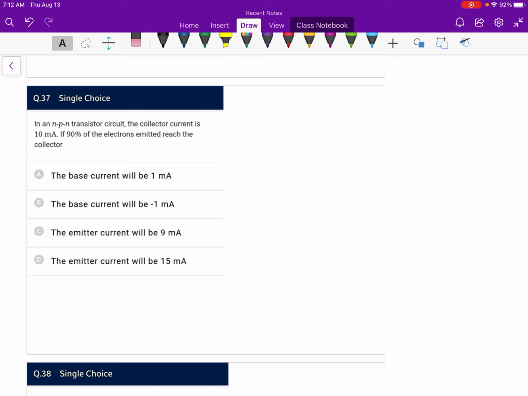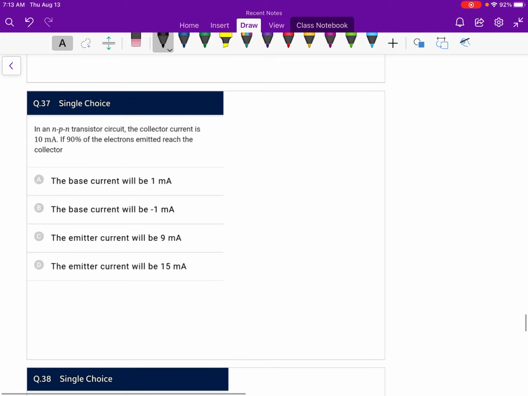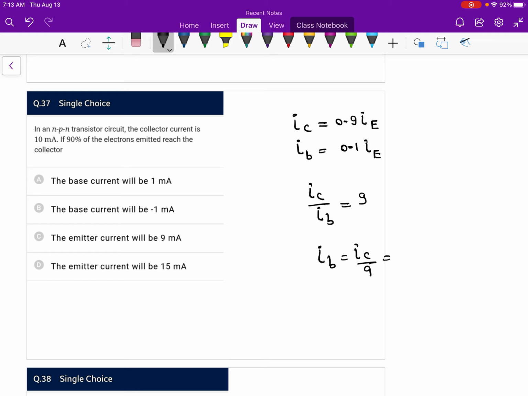In an NPN transistor, collector current is this. If 90% of electrons emitted reach the collector, so IC is 0.9 IE and IB is 0.1 IE. So IC upon IB is 9, or IB is IC by 9. So 10 milliampere upon 9. So 1 point something. So the base current will be 1 milliampere. Okay.